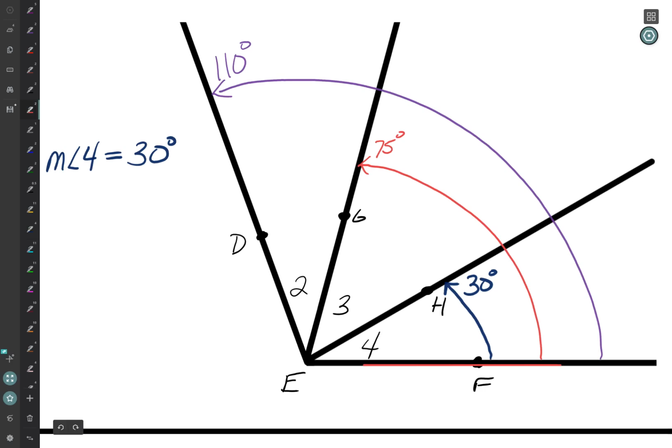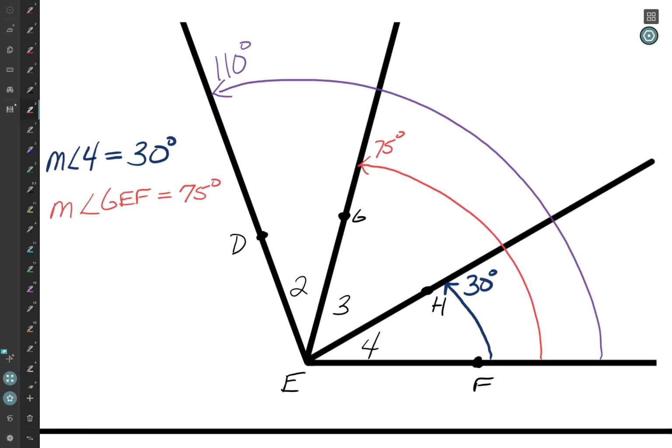In red, that was the measure of angle. How could I label that angle? It's not angle 3, is it? Well, I can't really say 3, 4. I like that because I want you to think like that on this one. But remember, when we can't use other stuff, how do we do it? We name it how we draw it, right, Gabe? GEF, right? And what's the measure of that angle? 75 degrees.